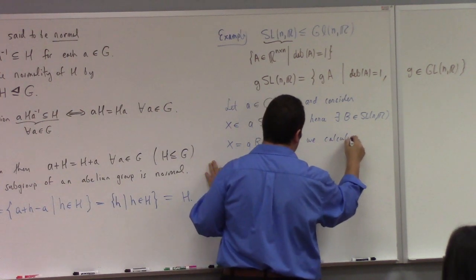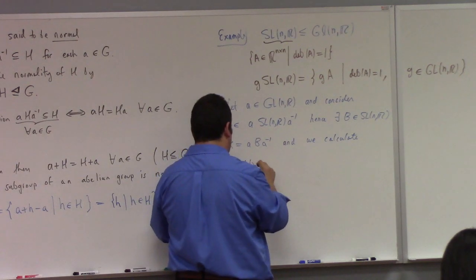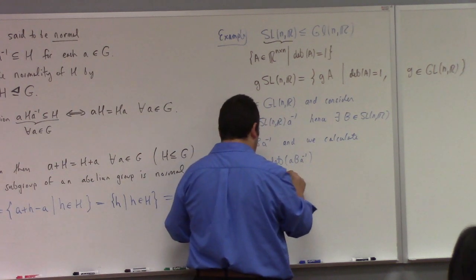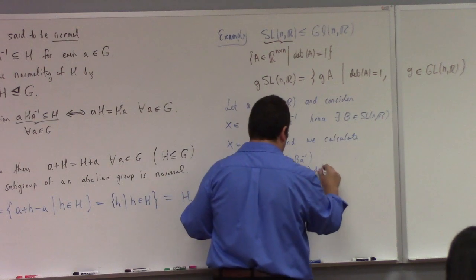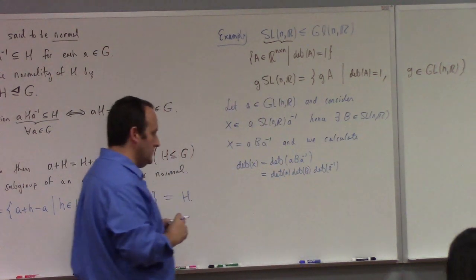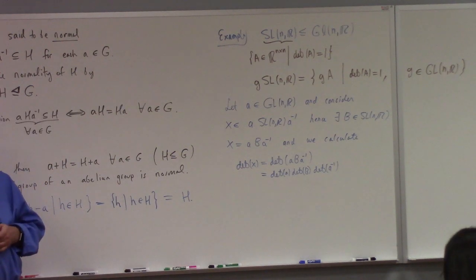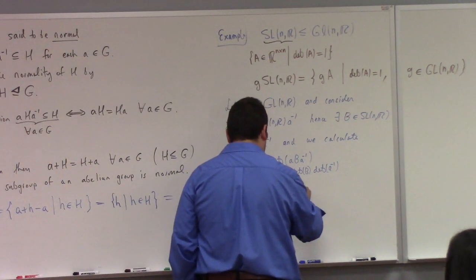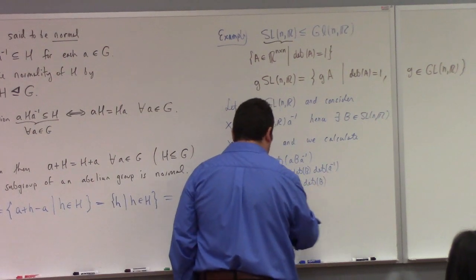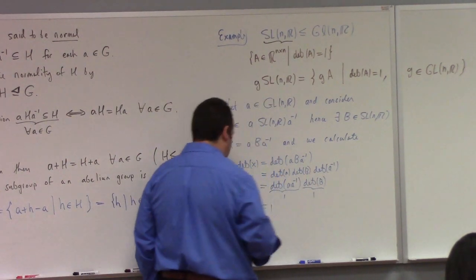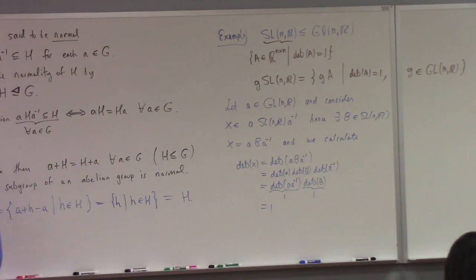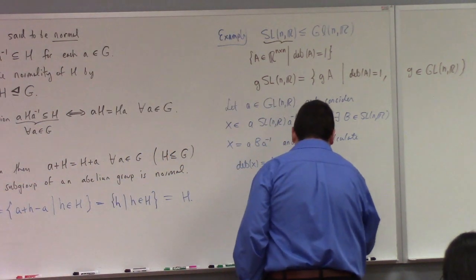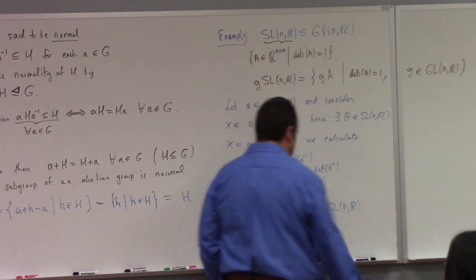So we calculate the determinant of x, which is equal to the determinant of aBa inverse, which is the determinant of a times the determinant of B times the determinant of a inverse. But you remember the properties of determinant. We can just as well write that as the determinant of a a inverse times the determinant of B. And this is 1, and that's 1, so it's all 1. The determinant of x being 1, what's that say about x? x is in the special linear group, SL_n(R).